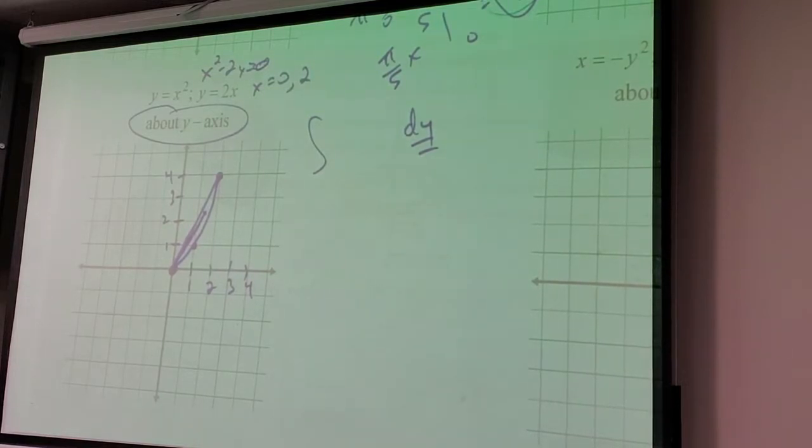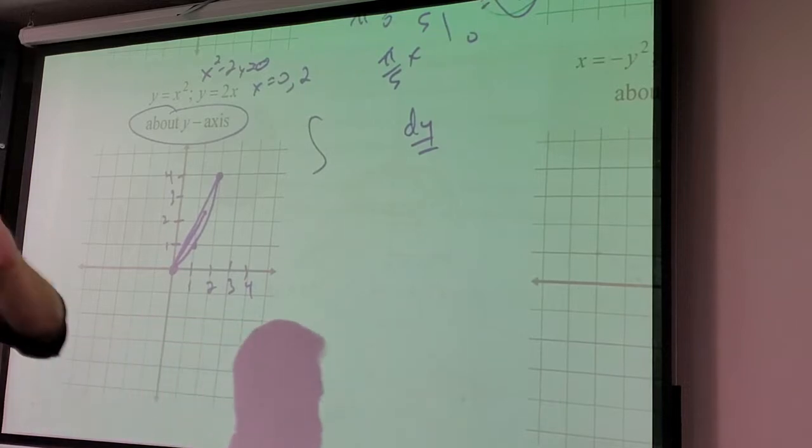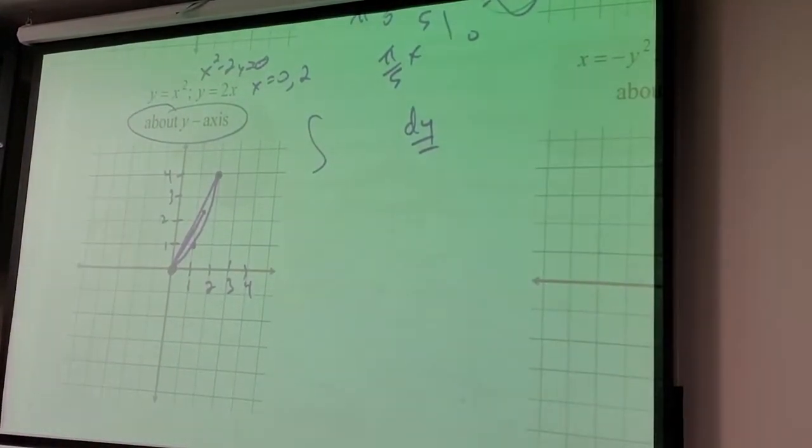It will always work when washers and discs don't, and sometimes they both work. It depends on how simple the functions are. But whenever washers and discs don't work, the other method will. That's just a little preview. That's why we're going to have a whole other method to learn.